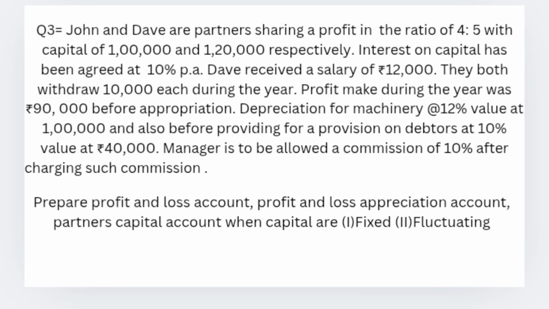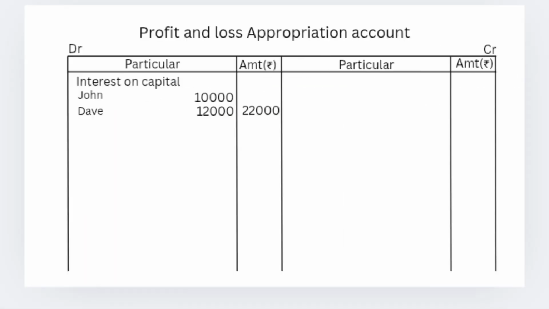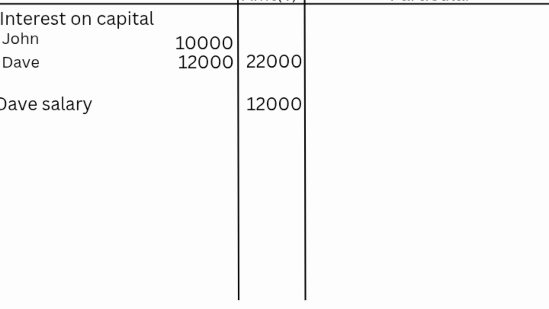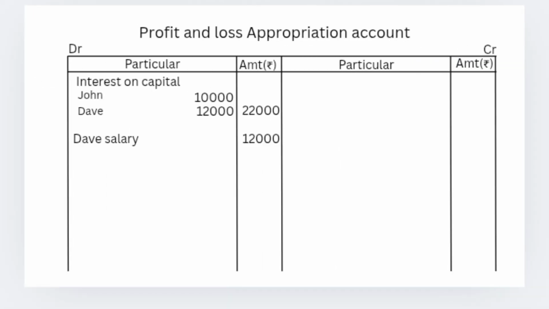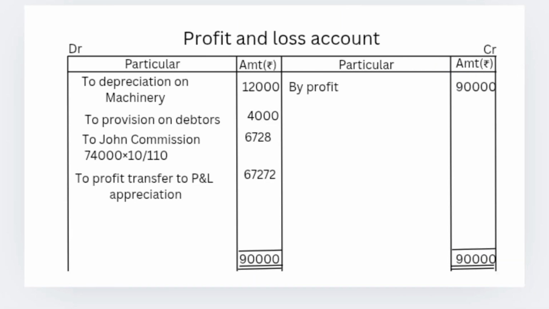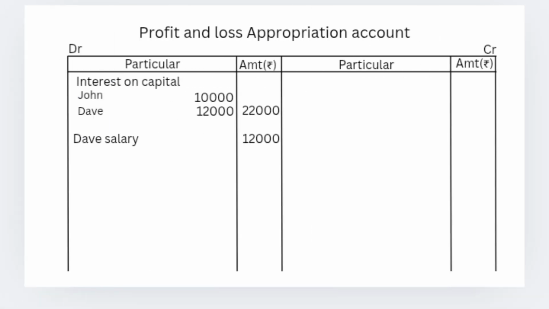The next item will be Dave's salary, which is 12,000. They didn't mention any month or year, so we'll assume that it is annual. The next one will be the amount from the profit and loss account, which is the profit transferred to the profit and loss appropriation account. So we'll write it on the credit side.